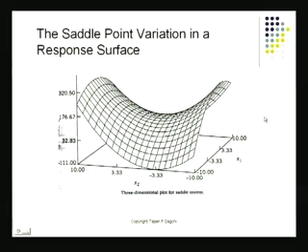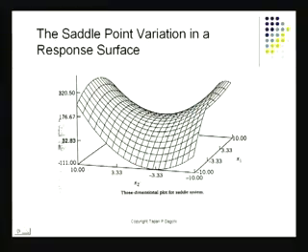If you look at other variations, this is a third variation of a response surface. And notice this one has something that we call a saddle point. It's rather important for us to realize that not all response surfaces are simple to visualize. Some of these have special mathematical structure.